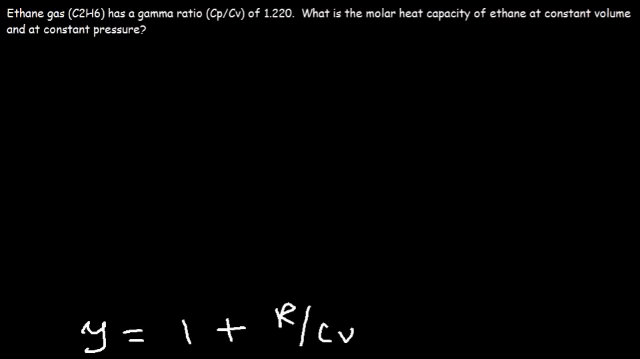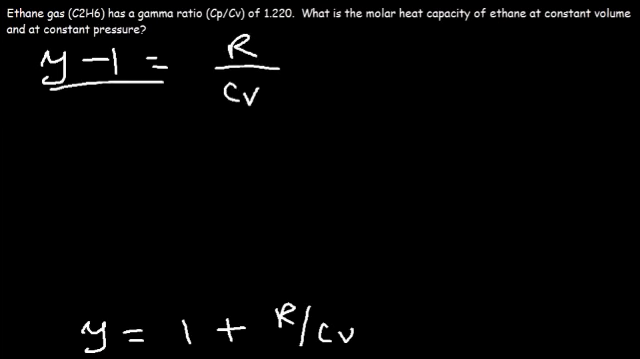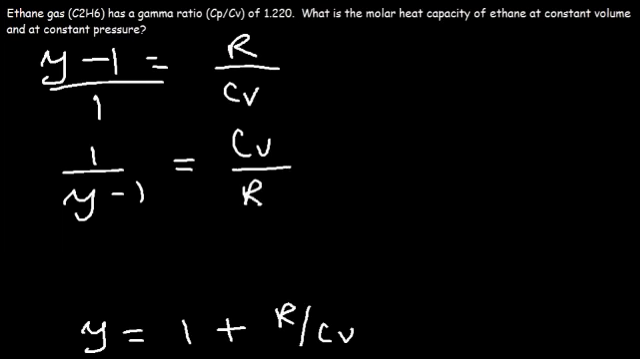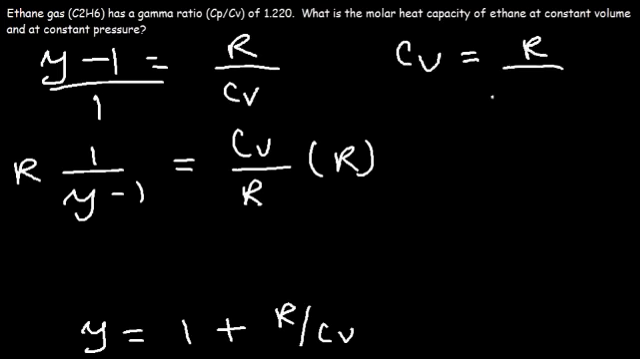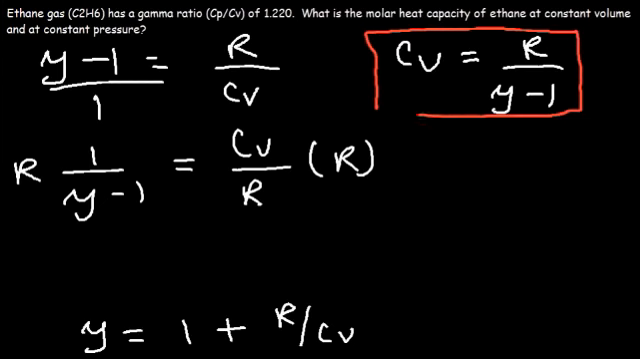So let's subtract 1 from both sides. If we do that, we're going to get this. And this is the same as gamma minus 1 over 1. If we flip both sides, this is 1 over gamma minus 1 is equal to Cv divided by R. And now if we multiply both sides by R, we can see that Cv is equal to R over gamma minus 1. So this is how you could find Cv from gamma using that equation.